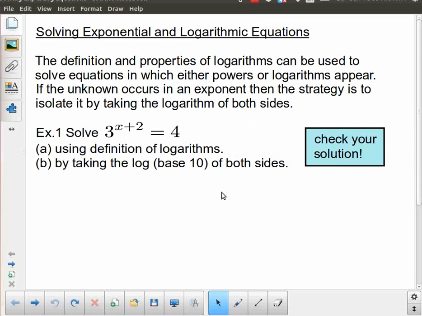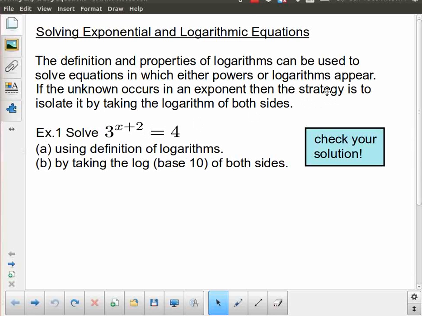For this lesson, we're going to be taking what we've learned about exponential and logarithmic equations, how they relate to each other, and the different laws of logarithms that we've learned. That's going to allow us to start to solve equations where either exponential or logarithmic functions appear. If the unknown occurs in the exponent, which is what we have in this first case, there's a couple of strategies that we can make use of.